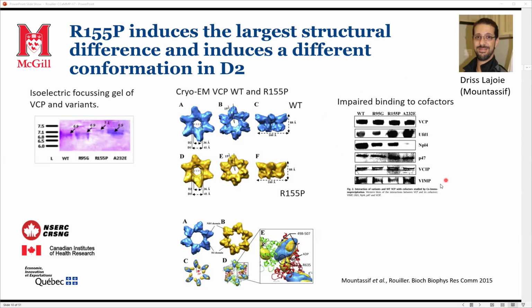And then Dries also showed that this mutation seems to impair the interaction of VCP with a set of proteins that regulate its function, the cofactors that I will discuss a little bit later.